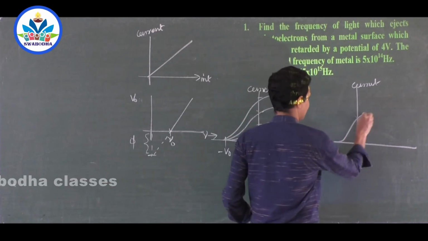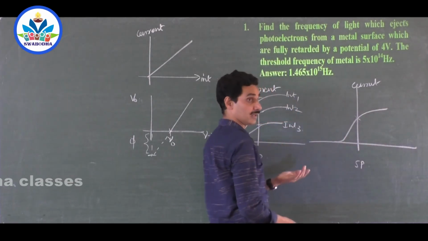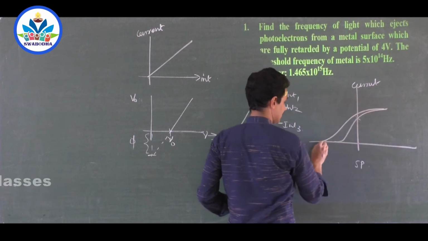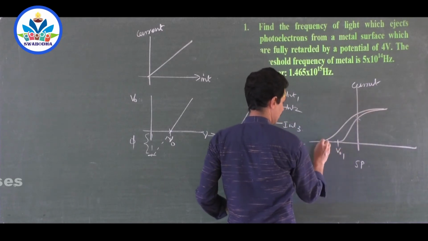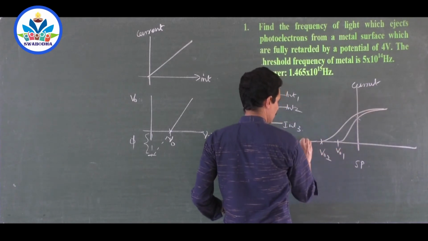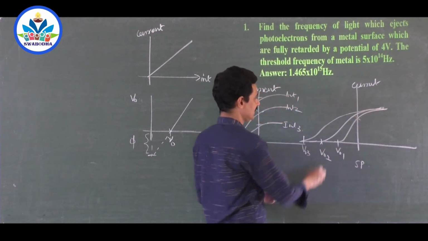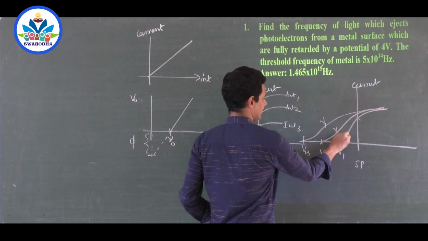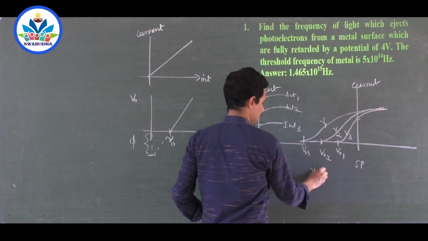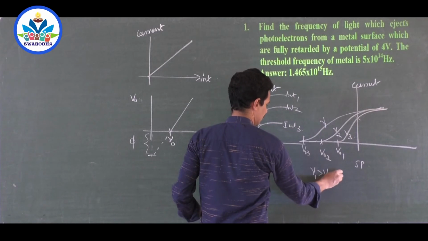So this is for lesser, but the number of photons are the same, so photoelectric current doesn't change. This is stopping potential 1, stopping potential 2, and stopping potential 3. More stopping potential means this is for more frequency, less frequency, less frequency. Nu 1 should be greater than Nu 2 should be greater than Nu 3.